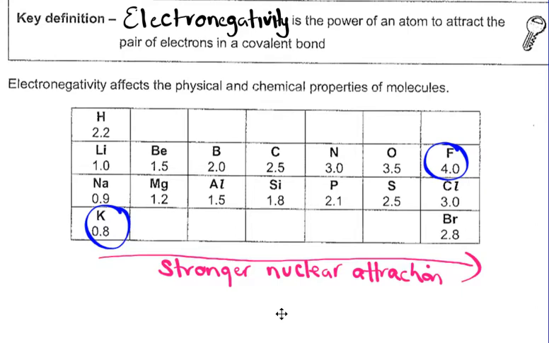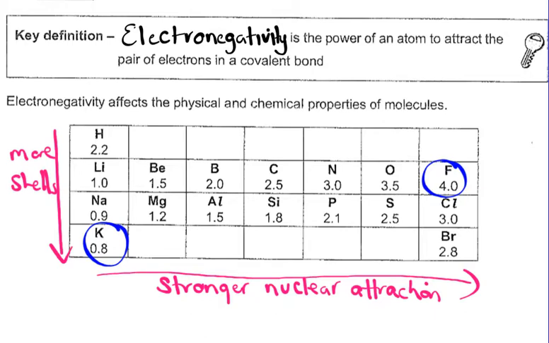And you'll also notice that as you go down the periodic table, the electronegativity value decreases, and that's because you are increasing the number of shells. There are more shells, therefore more shielding, so the nuclear attraction becomes less. Since electronegativity is the power of an atom to attract a pair of electrons in a covalent bond, and not all atoms have the same electronegativity, that means that what atoms you have bonded together determines how those electrons are distributed.